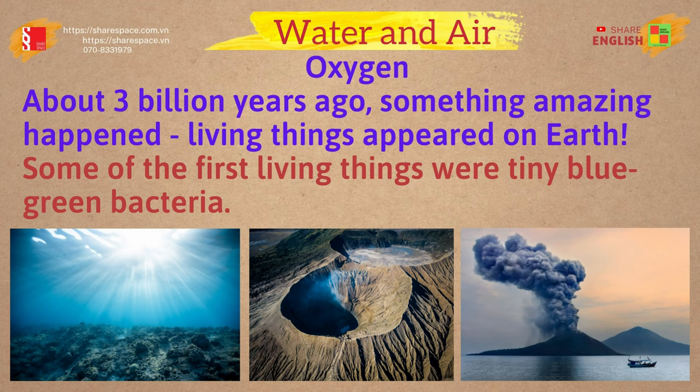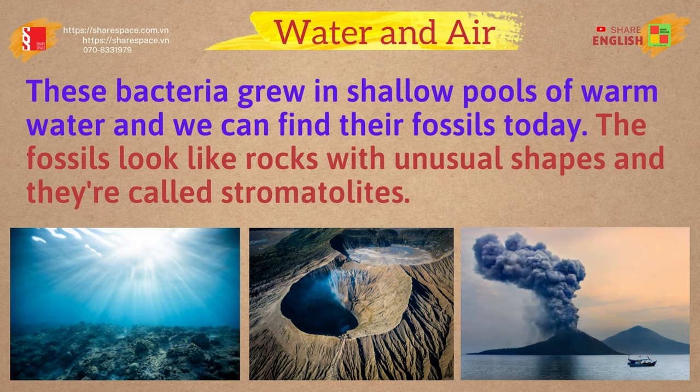Oxygen. About 3 billion years ago, something amazing happened. Living things appeared on Earth. Some of the first living things were tiny blue-green bacteria. These bacteria grew in shallow pools of warm water, and we can find their fossils today. The fossils look like rocks with unusual shapes, and they're called stromatolites.